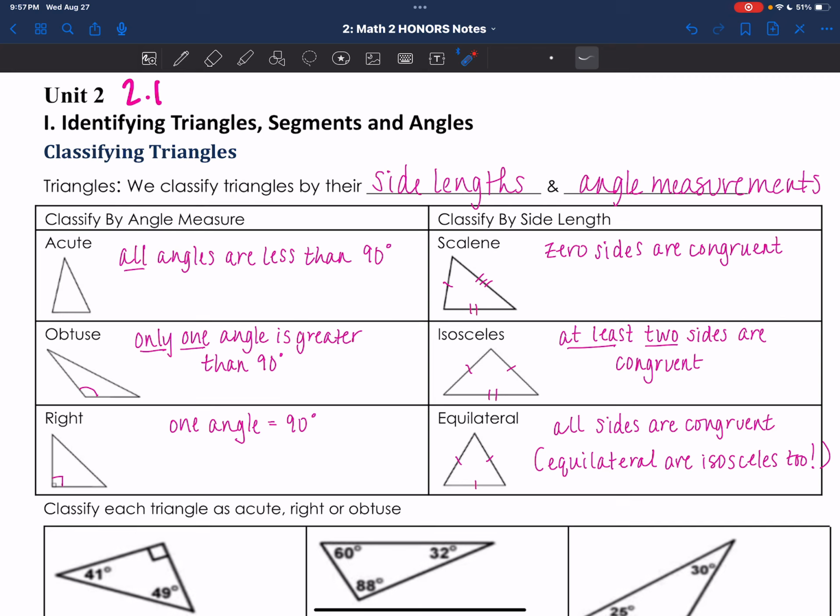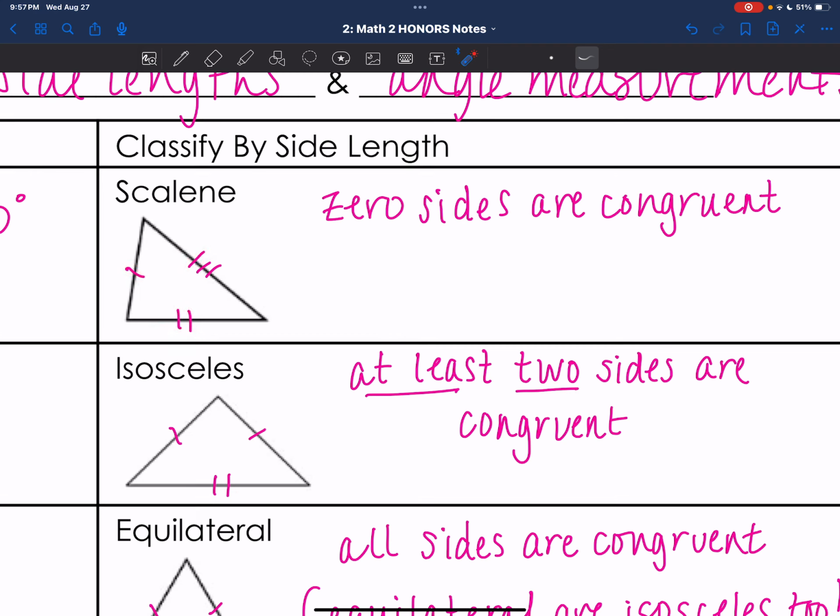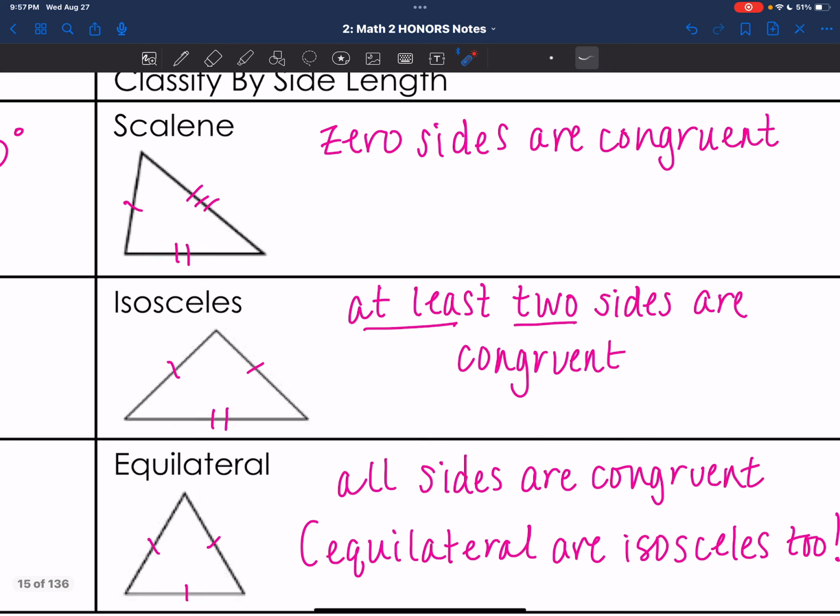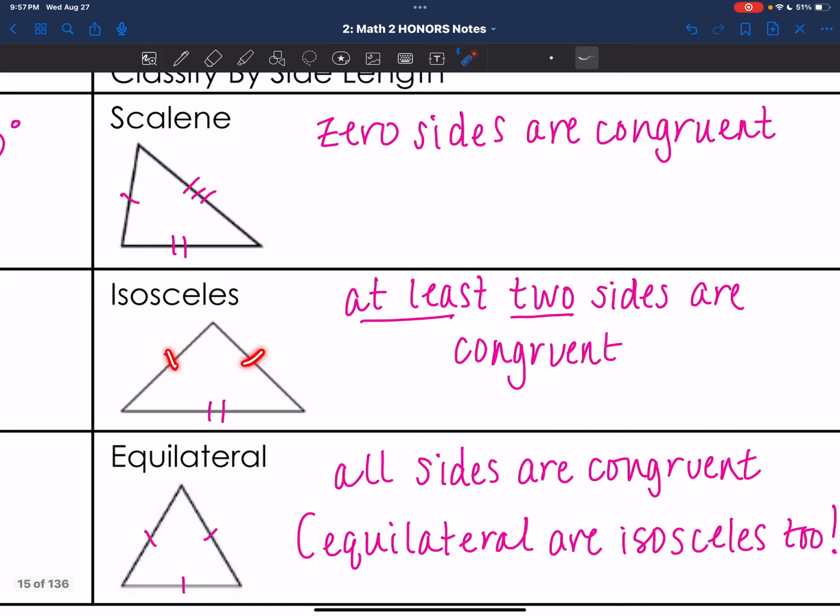Another way to classify is by the side length. So if you're looking at a triangle, and 0 sides are congruent, meaning none of the sides are the same, it's a scalene. And the way that we mark this up is you do a tick mark for each of these. So every time there's a different number of tick marks, that means it's a different length. So none of those sides are congruent. Then you have an isosceles. With isosceles, you need at least two sides that are congruent. So in this case, I marked those two sides as congruent with one tick mark, and this side is different. It's not congruent to the others. So at least two sides are congruent in an isosceles.